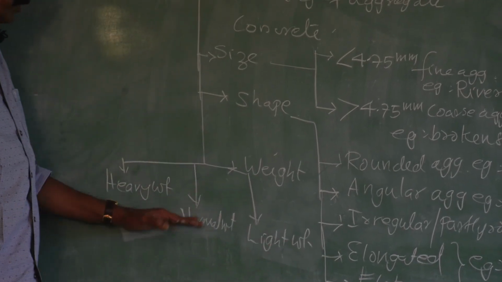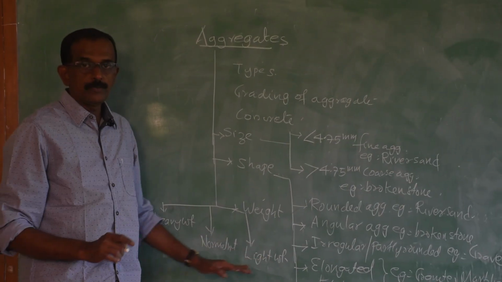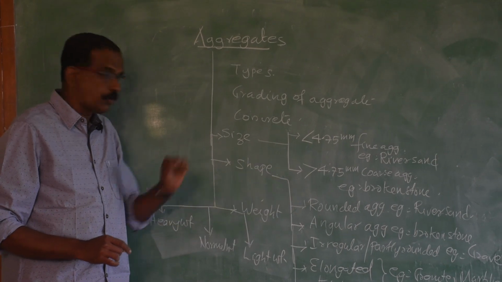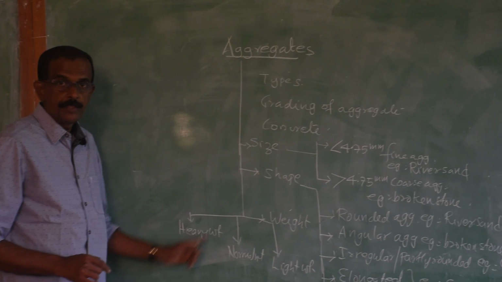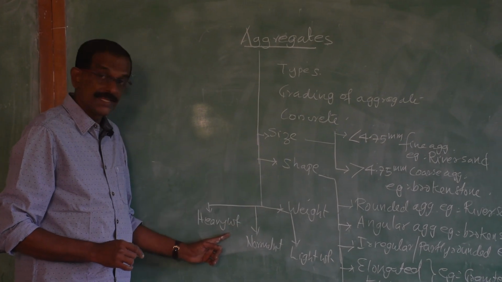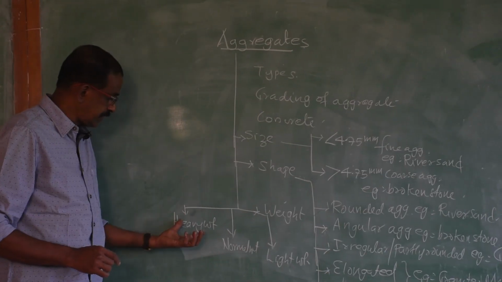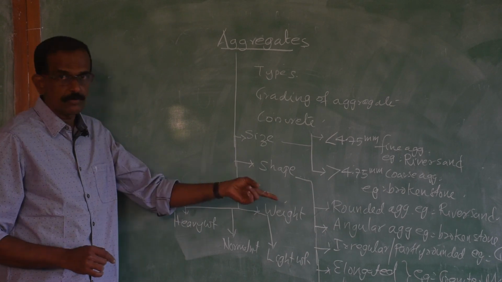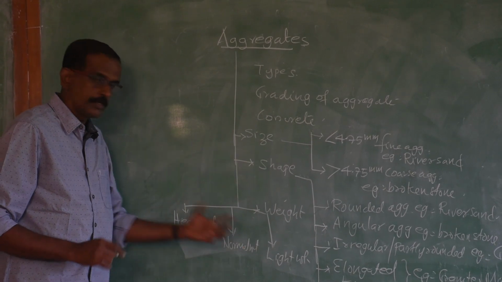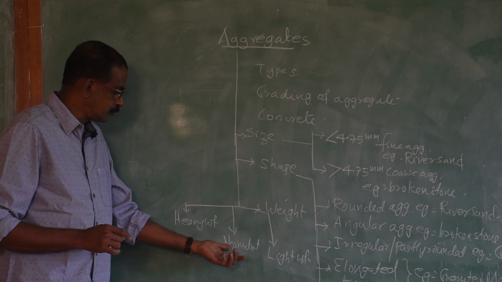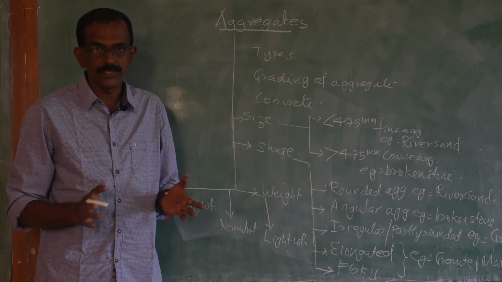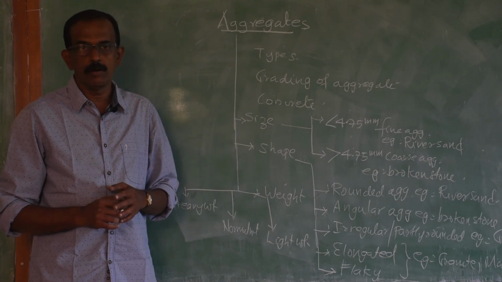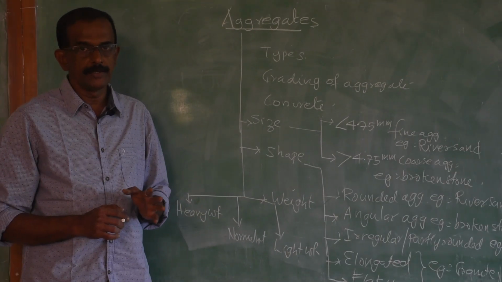Heavy weight, normal weight, light weight. As I already told you, aggregates are used for making concrete. So, this classification is based on the weight or the density of the concrete. If the concrete has heavy weight, the aggregates used are called heavy weight aggregate. If the concrete has normal density, the aggregates used are called normal weight aggregate. If the concrete has light density or light weight, the aggregates used are called lightweight aggregate.